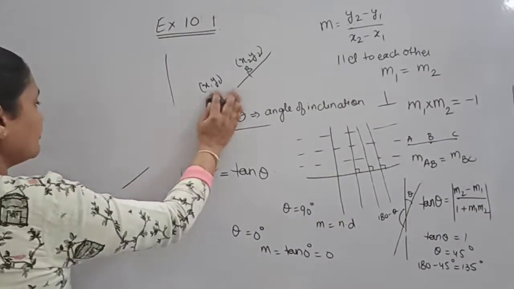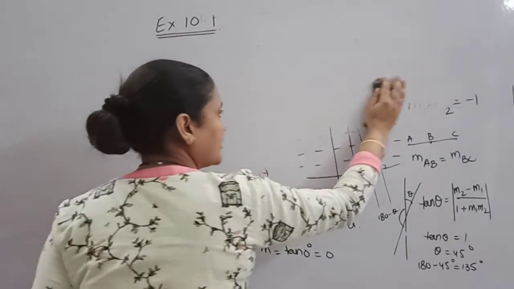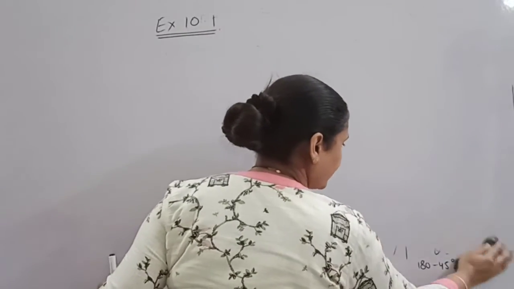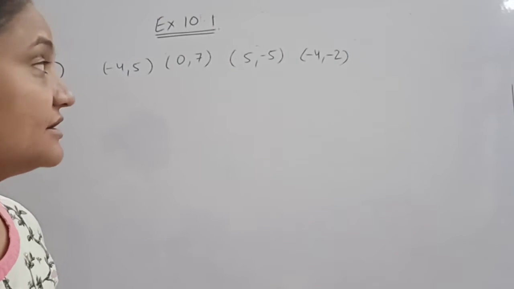Okay? Now we will start the exercise 10.1. हम exercise 10.1 start करते हैं. What is the question 1 of the exercise 10.1? Question number 1. Draw a quadrilateral in a Cartesian plane whose vertices are (minus 4, 5), (0, 7), (5, minus 5) and (minus 4, minus 2). And the question is, find the area of the quadrilateral.